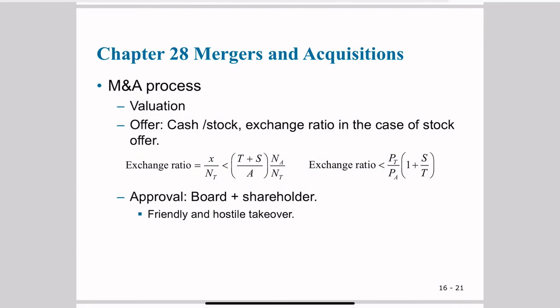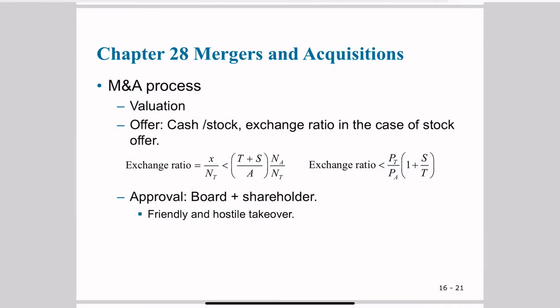Depending on what kind of form of payment, we can have a cash offer, or we could have a stock offer. We could have a combination of these two different offer types. So cash offer basically means the acquirer will pay cash to acquire the target firm. Stock offer means the acquirer will use its own stock to buy the target firm's shares.